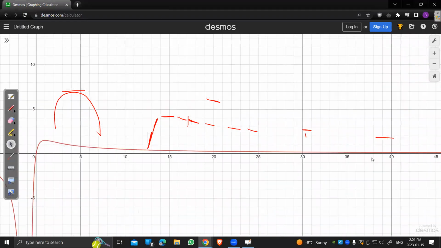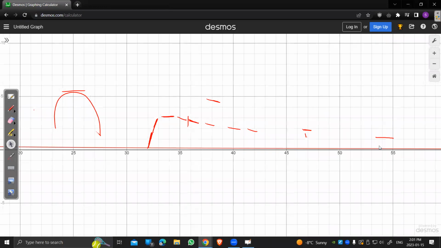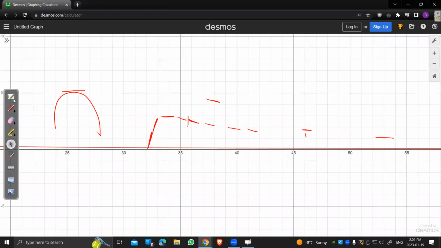Does it ever hit 0? No, it never hits 0. It just keeps going and going. So it's approaching 0, and that'd be the answer to that. And that is also the last question for today.